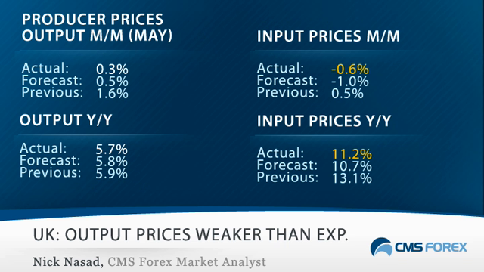A second report showed that producer prices rose 0.3% in May in monthly terms, less than the median forecast for a 0.5% increase. That followed a 1.6% rise in April. On the year, factory output prices were up 5.7%, a slower rate than what we had seen in April. Input prices, meanwhile, month on month, fell by 0.6%, mainly reflecting a fall in the price of crude oil.